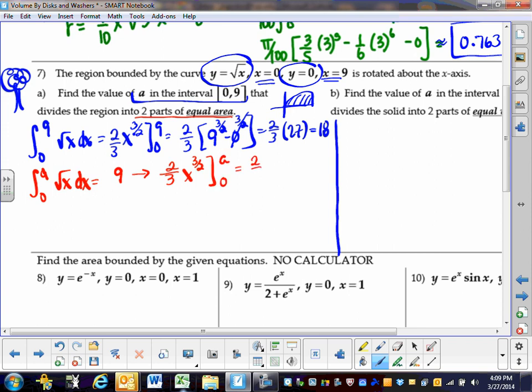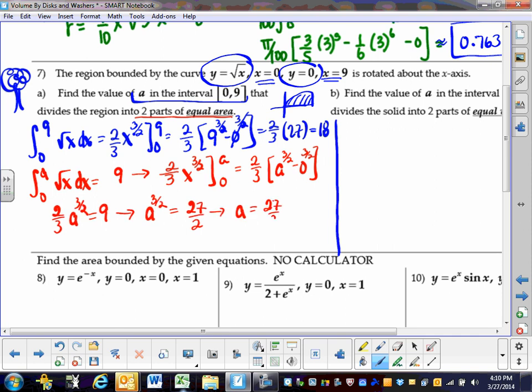So that means we would have 2/3 A to the 3/2 minus 0 to the 3/2. So then 2/3 A to the 3/2 has to equal 9. That means that A to the 3/2 has to be 27 over 2. That means A has to be 27 over 2 raised to the 2/3 power. Since we're doing the cube root, because roots of trees are on bottom, we don't have to do plus or minus. It's an odd root. So that's our answer.